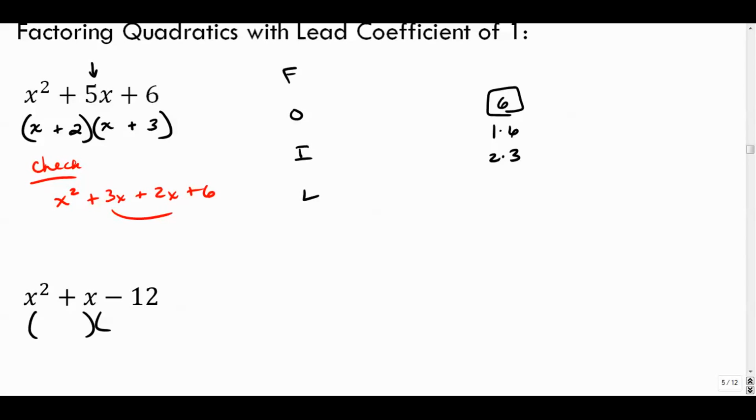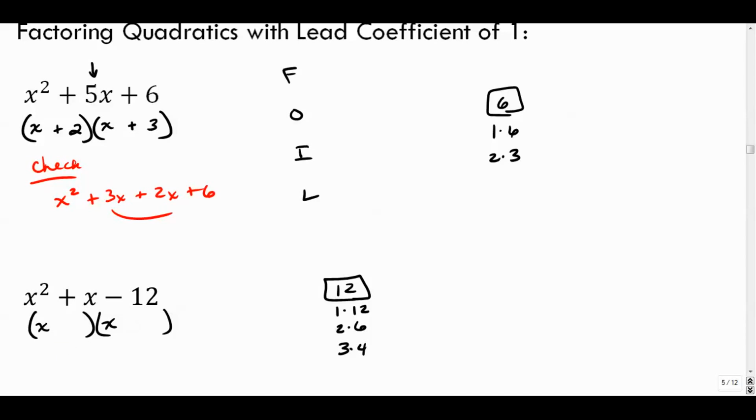Same thing down here. Let's figure out binomial factors of this quadratic. First times first is x and x. This time we have 12, so 1 times 12, 2 times 6, 3 times 4. But you'll notice the signs are a little different here. We have a plus minus, which means that our signs in here are going to be different. One's going to be plus, one's going to be minus.